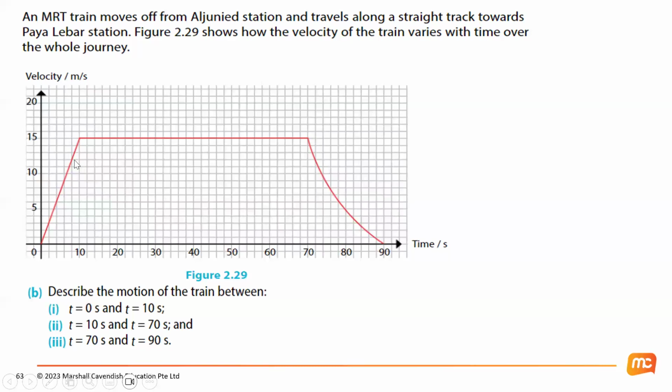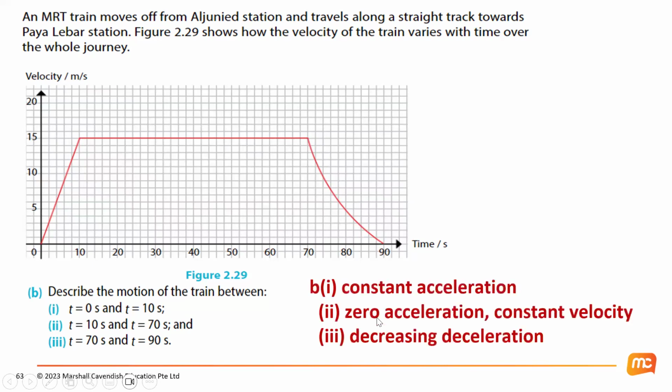So the first part is a straight line, so I need to see the words constant acceleration. The second part, 10 to 70, is again a straight line, but it's a flat line, so it's zero acceleration. It's a constant velocity of 15. And the last part is no longer a straight line. This is a decreasing gradient. It's not acceleration, because my velocity dropped. So I'm having a decreasing deceleration. To repeat: first part, constant acceleration; second part, zero acceleration, moving with constant velocity; and the last part is decreasing deceleration because it's a negative gradient.